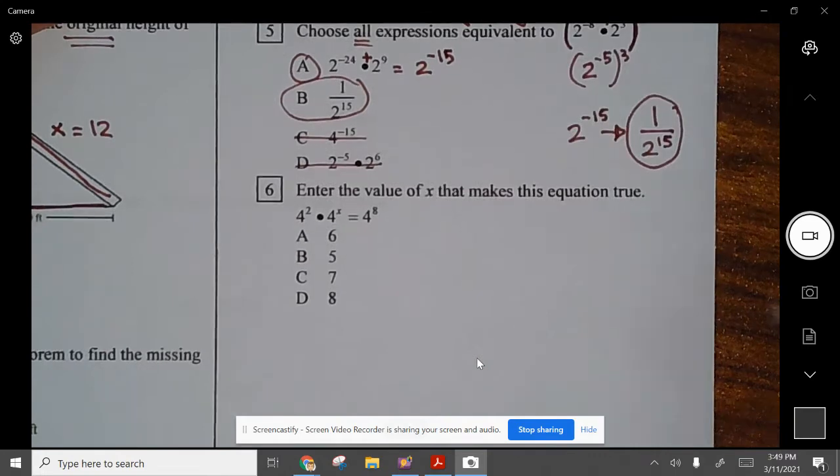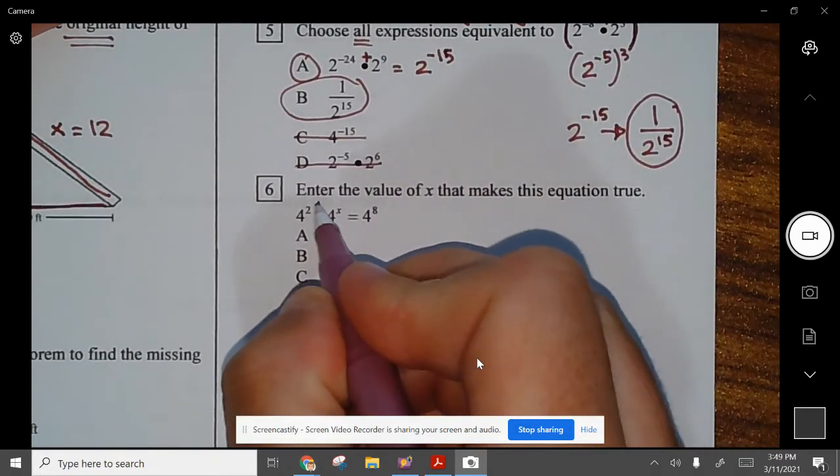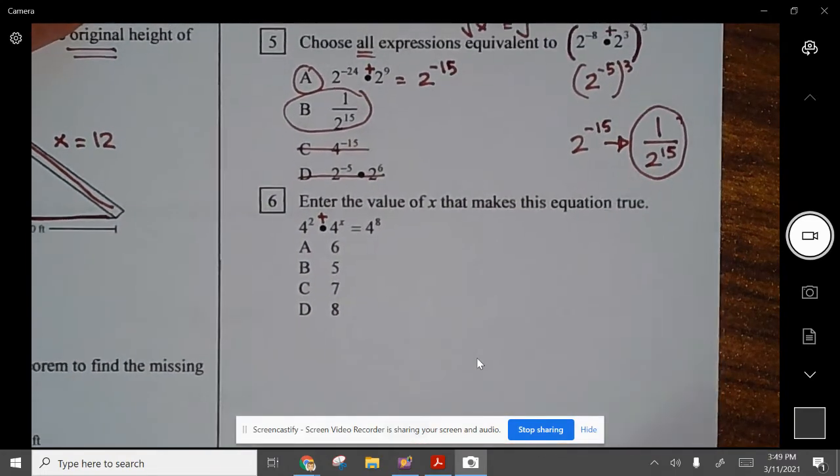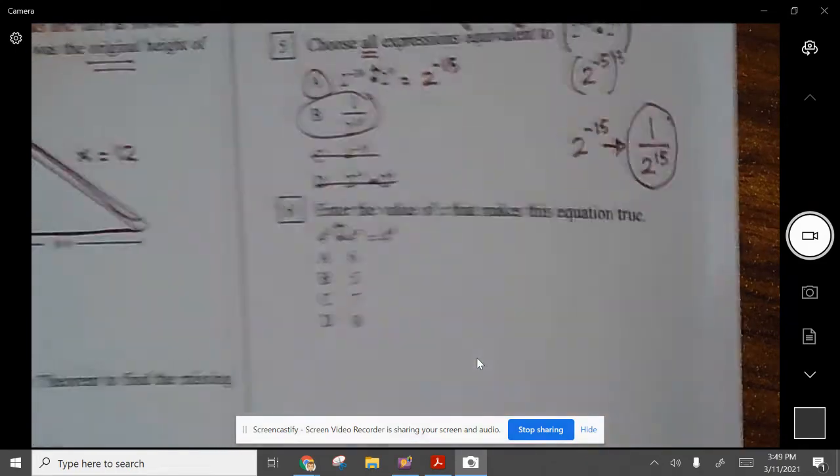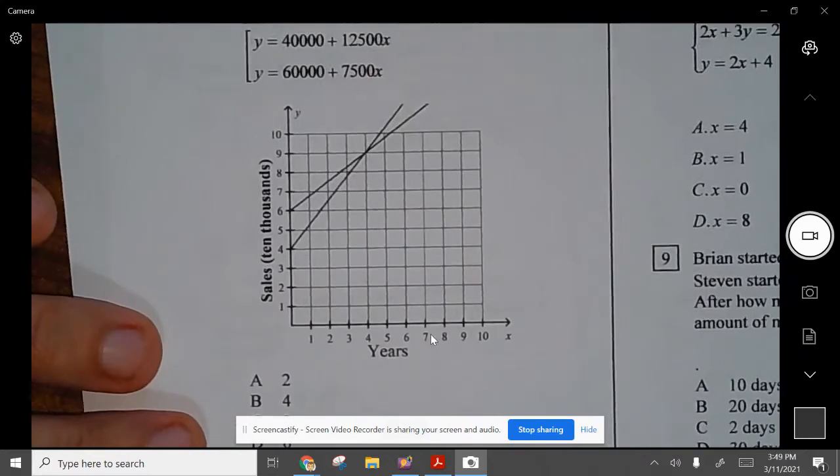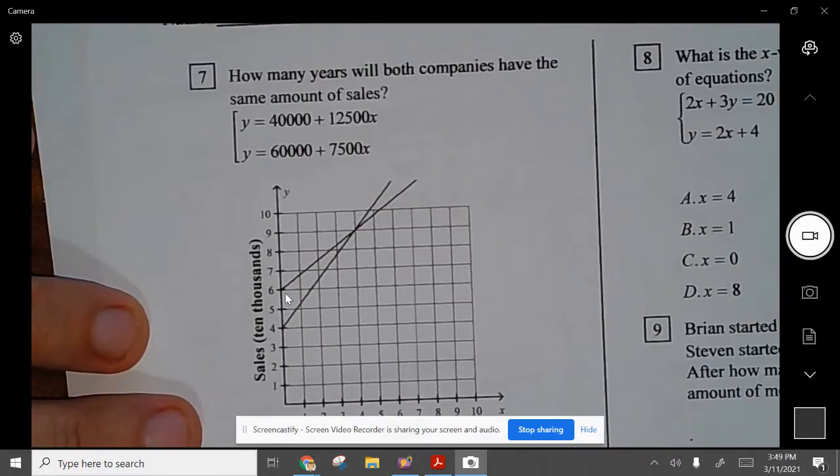All right. Choose what's going to make it true for X. Remember, you're adding. Okay. You could do that one. That one's easy. What should X be if the answer is going to be 8? Number 7. Remember, when you're looking at this kind of graph, where do they touch? Okay. Where do they touch? If it's in the middle right there, where is that at?